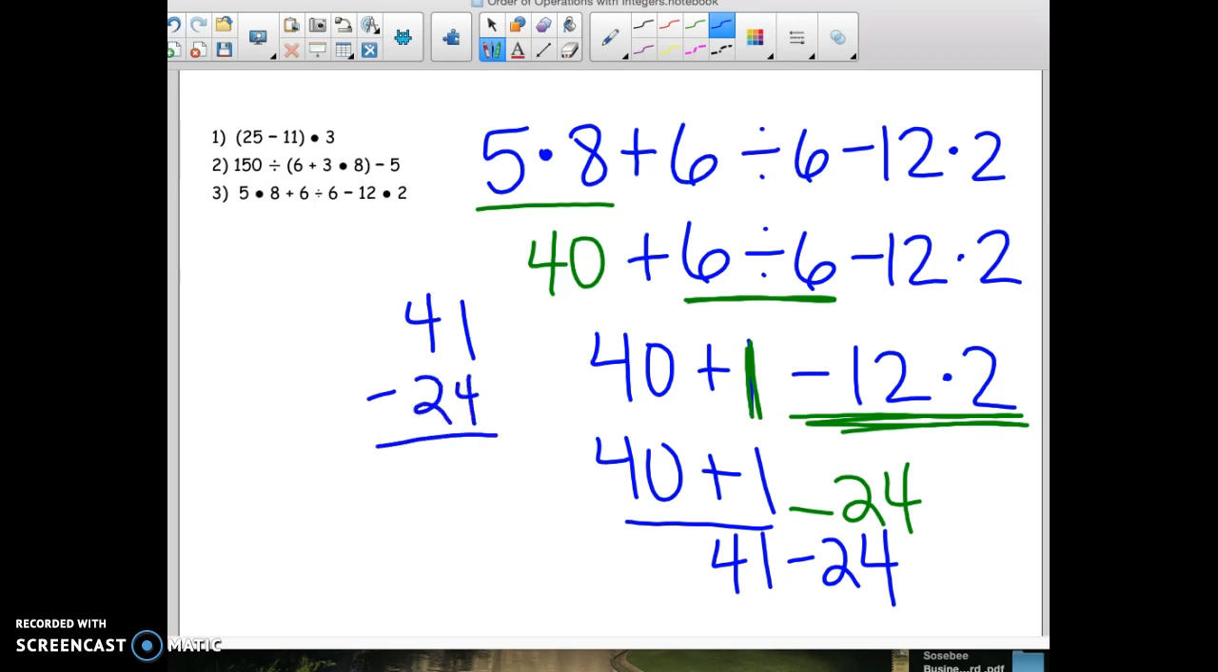1 minus 4, we can't do it. You have to borrow. 11 minus 4 is 7. 3 minus 2 is 1. You have positive 17 as your answer.